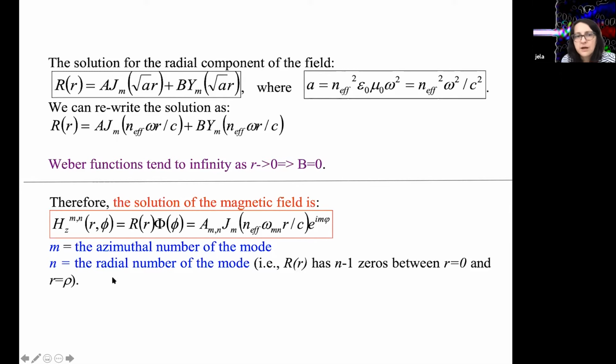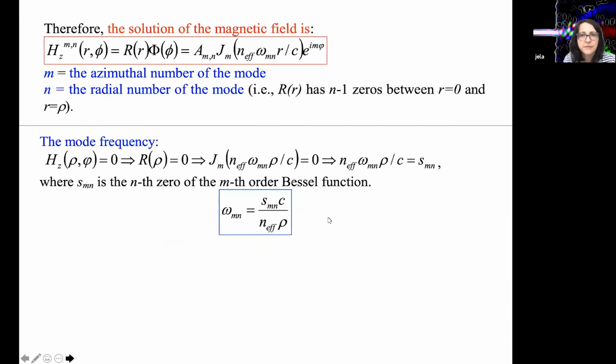So for a particular radial number of the mode n, you will have n minus 1 zeros of this function describing the field as you go from the center to the edge of the disk. And that will be clear in a moment, actually, when we start plotting the field based on these equations instead of just going through the math.